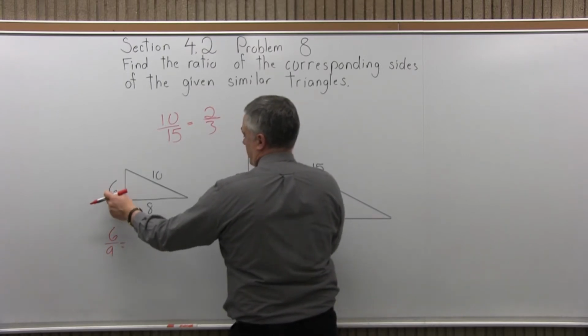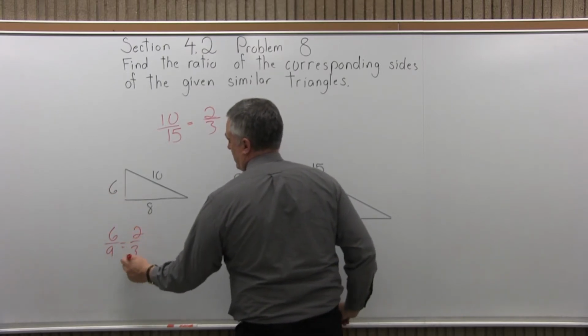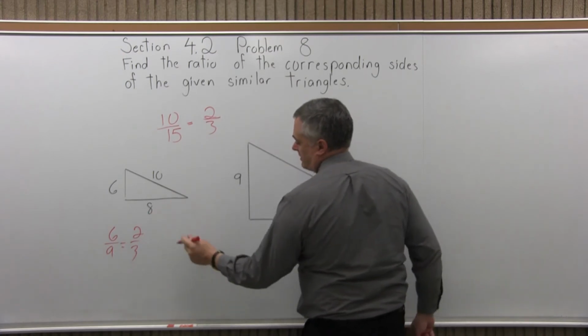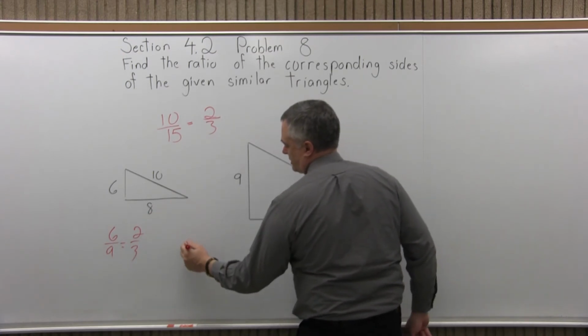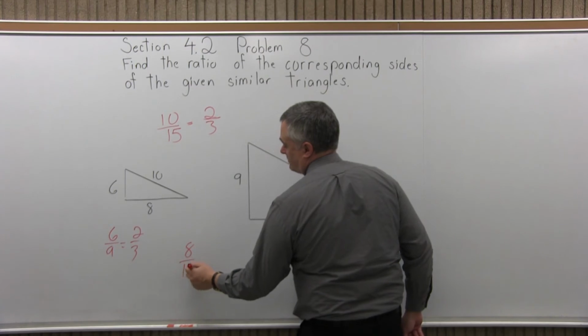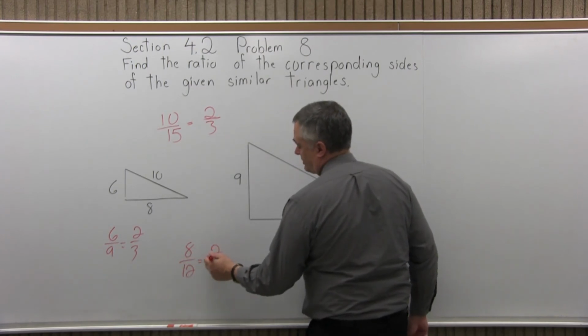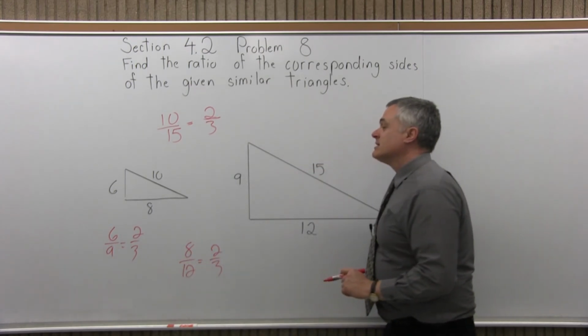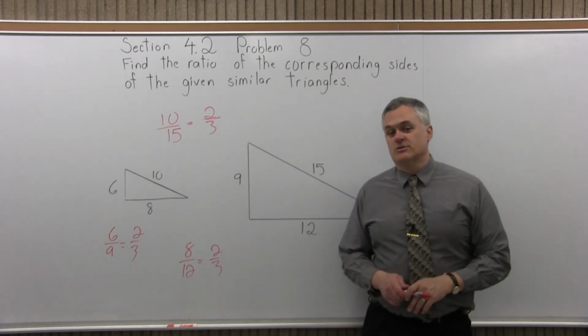Now notice if I had done the 6/9, that would also be 2/3. That would be the upright to the upright. Or if I did the horizontal to the horizontal, it'd be 8 to 12, which can reduce by 4 also to 2/3. So it doesn't matter which pair you pick, the ratios should come out the same.